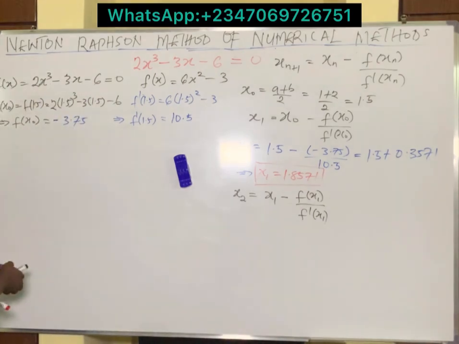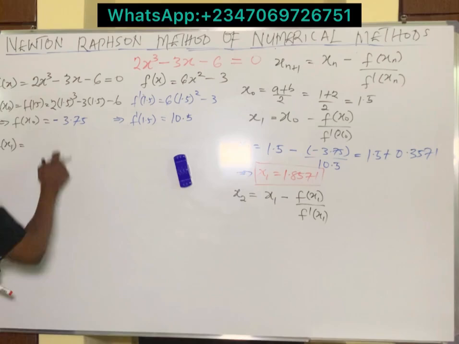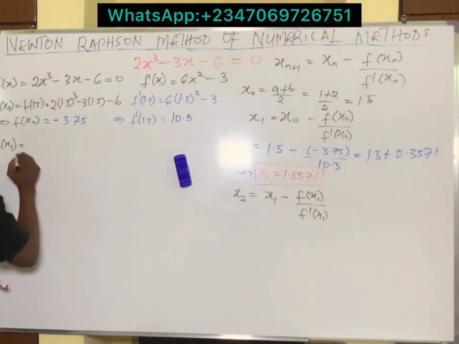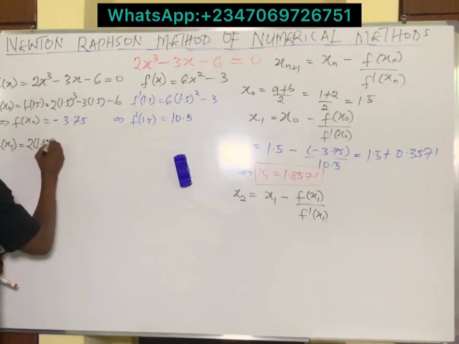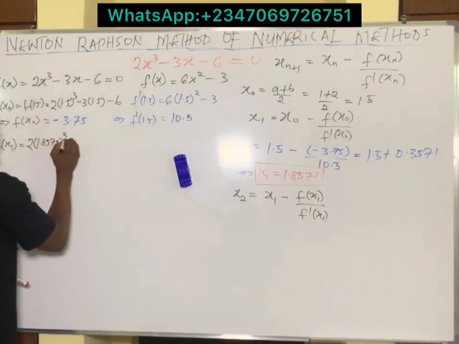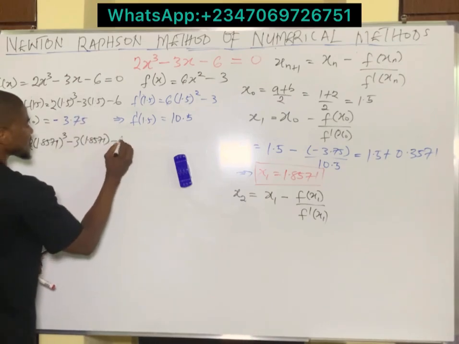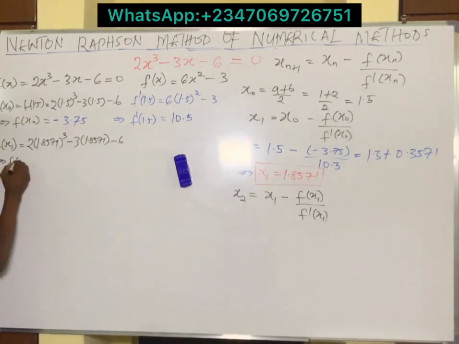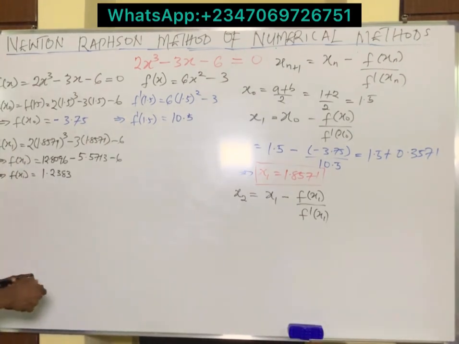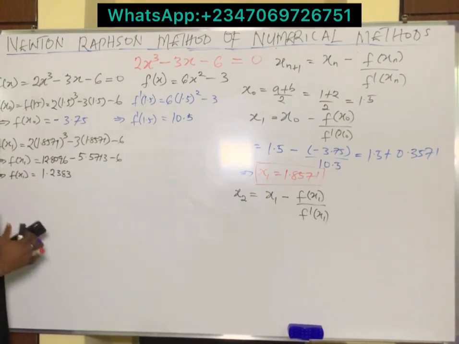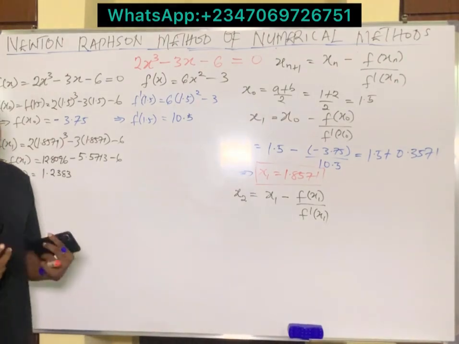Now we are simply going to look for f of x1. So we find f of x1, which means plug in the value of x1 into this given function, and we obtain x1 as 1.8571. So this becomes 2 into 1.8571 to the power of 3 minus 3 into 1.8571 minus 6. So if you do this, you simply find the value of f of x1 to be equal to, all right, so upon evaluating all of this, we'll simply have f of x1 to be equal to 1.2383. So once again, guys, do well to point along to avoid any calculation error.